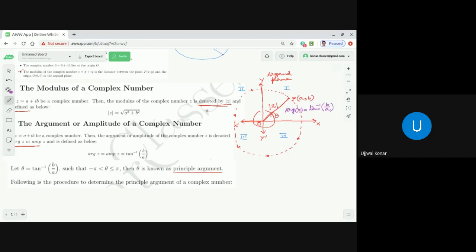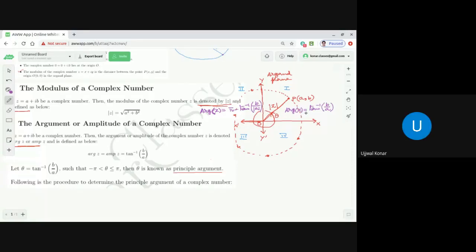So in the second quadrant, let me write slowly. Argument of z is equal to pi minus tan inverse of b by mod a, because b is positive but a is negative. That's why mod a.